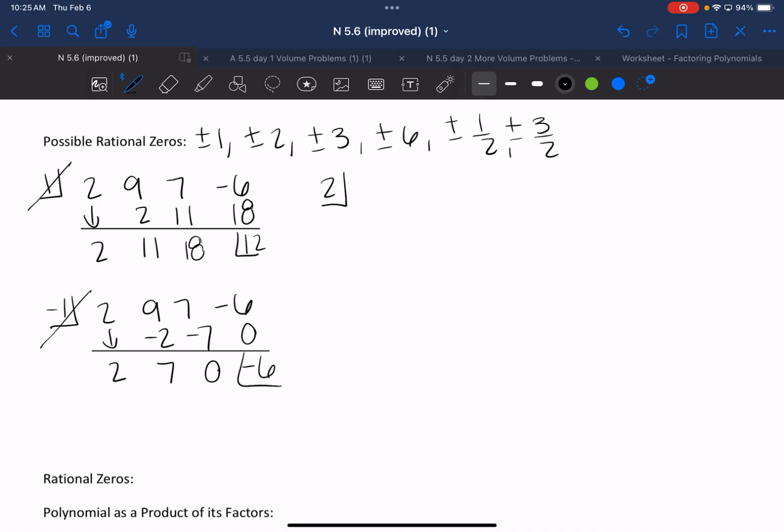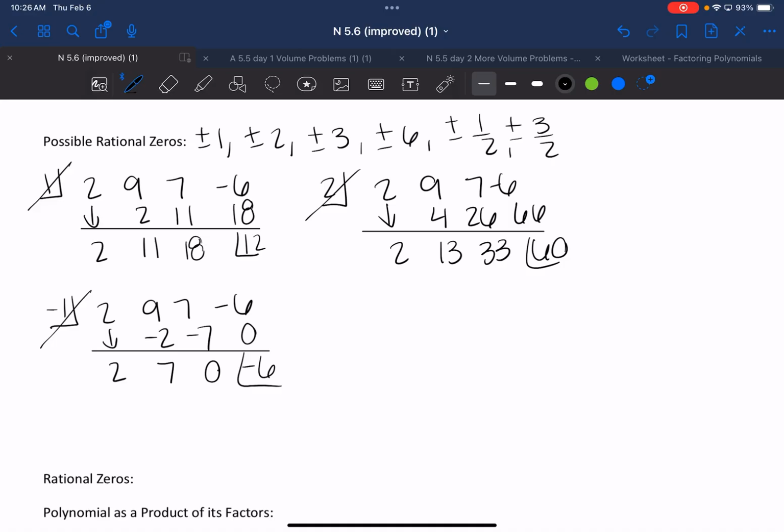Positive. Okay. All right, so 2, we've got 2, 9, 7, and negative 6. So I bring down that 2. 2 times 2 is 4. 9 plus 4 is, right? 13 times 2 is 26. 7 plus 26 is 33. 33 times 2 is 66. And negative 6 plus 66 is 60. So that one didn't work either. Let's try the negative 2.